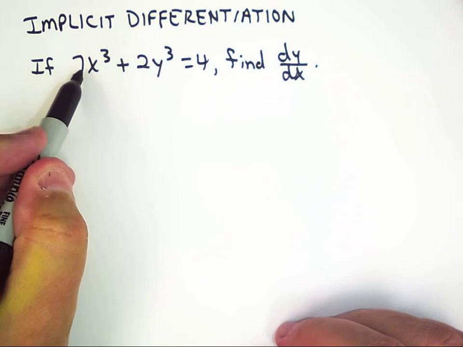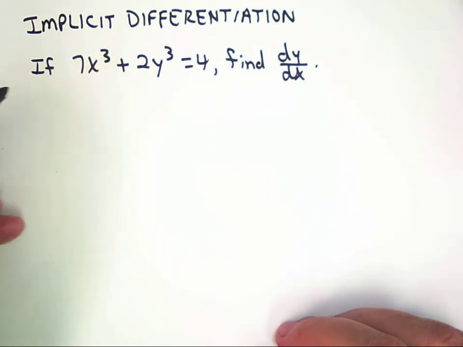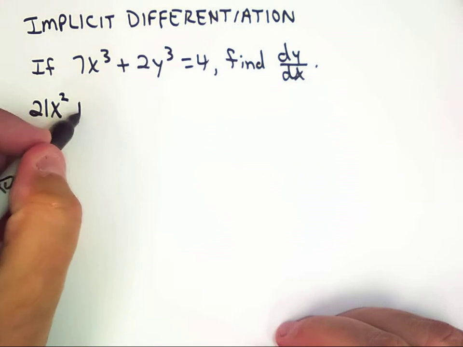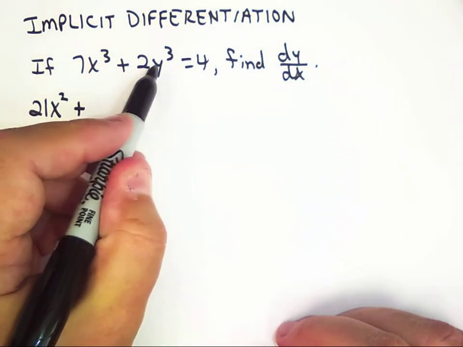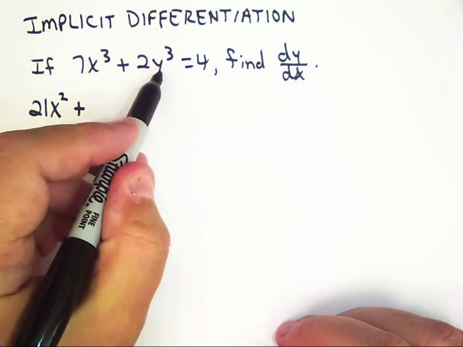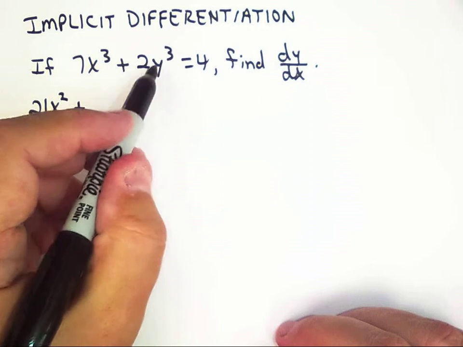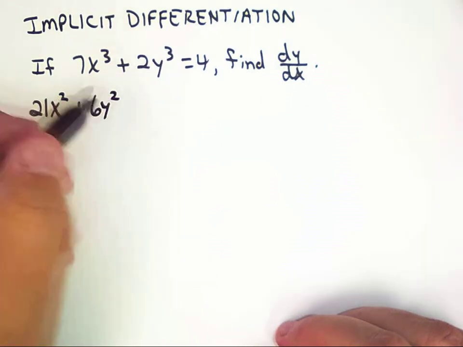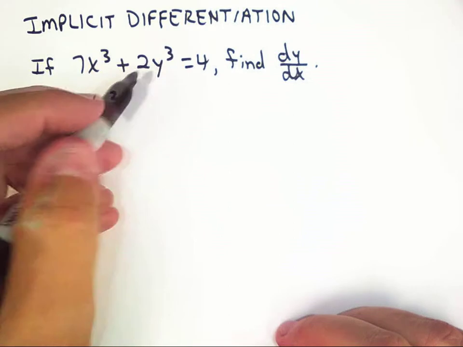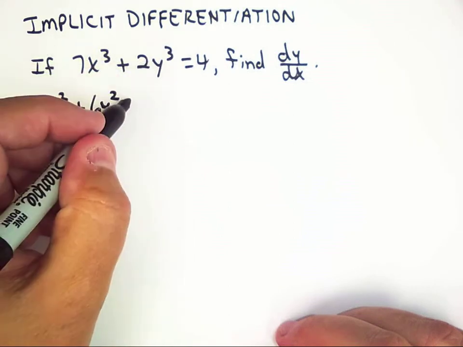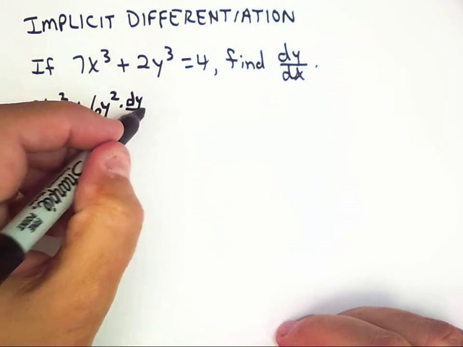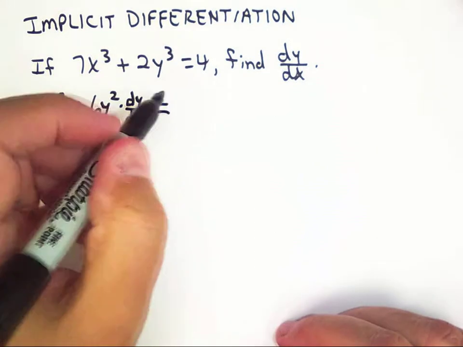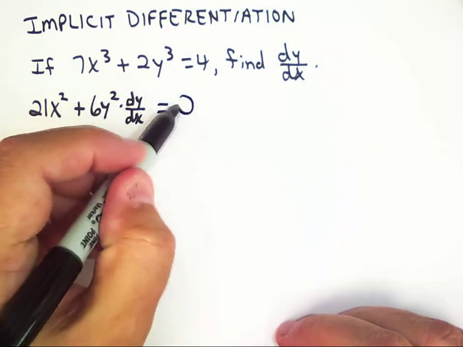So the derivative of 7x cubed is 21x squared plus, now the derivative of 2y cubed, remembering that y is a function of x, will involve the chain rule. So you get 3 times 2 is 6y to the second, and then because y is a function of x, the derivative of the base, the derivative of y, is dy over dx. And then of course the derivative of a constant is just 0.